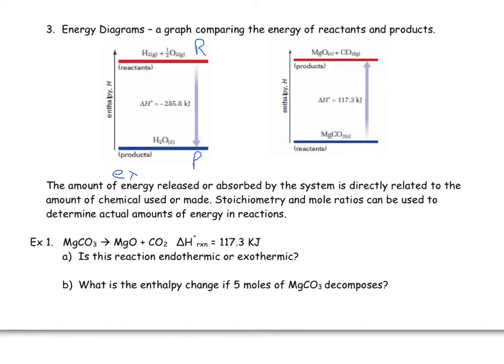If you have a reaction that is endothermic, then your products will have a higher energy than your reactants, with an arrow indicating your enthalpy change going in the upward direction. The amount of energy released or absorbed by the system is directly related to the amount of chemical used or made. So stoichiometry and mole ratios can be used to determine the actual amounts of energy in particular reactions. Here's an example.